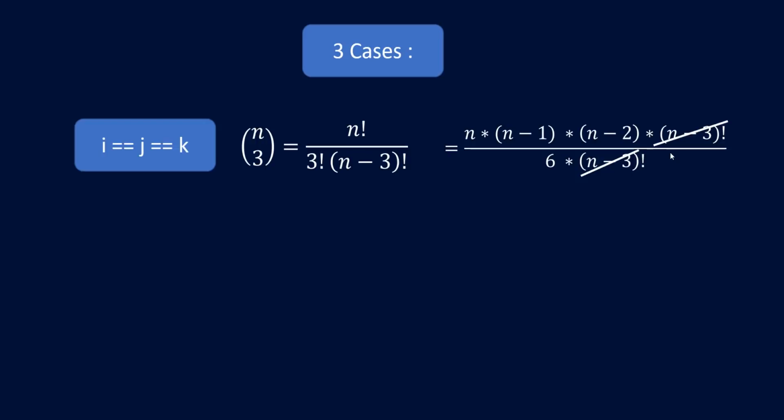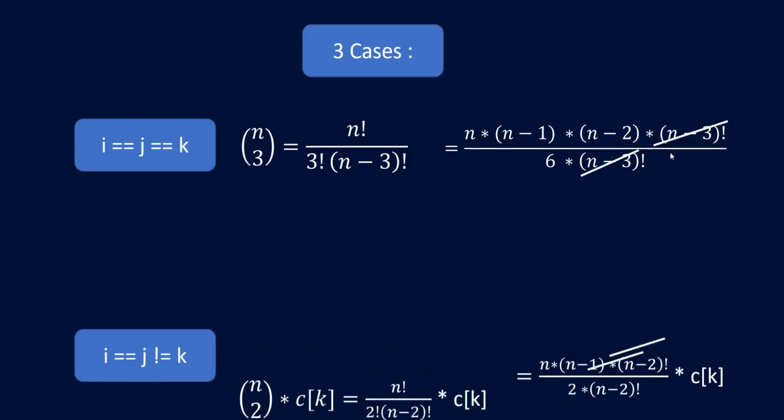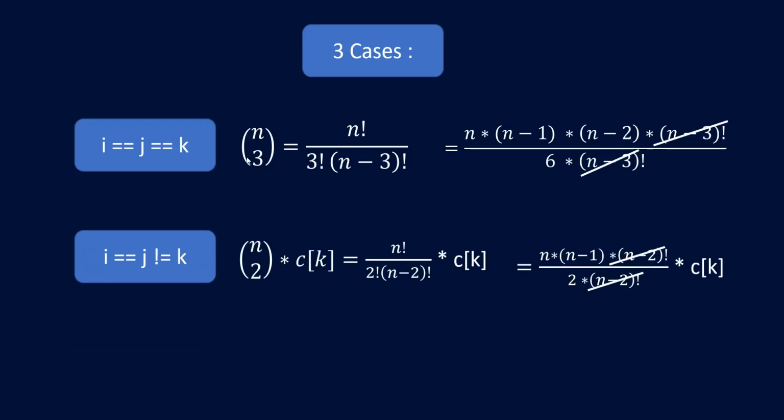Now second case is only 2 numbers are equal. So instead of k being 3, my k becomes 2, and then I need to also multiply it with the count for the number that is distinct. Over here k is distinct, so we need to multiply it by count of k. So this would give me n factorial by 2 factorial into n minus 2 factorial, this whole multiplied by the count of k. And if you simplify this, you will get n into n minus 1 by 2 multiplied by c of k, because this gets cancelled out.